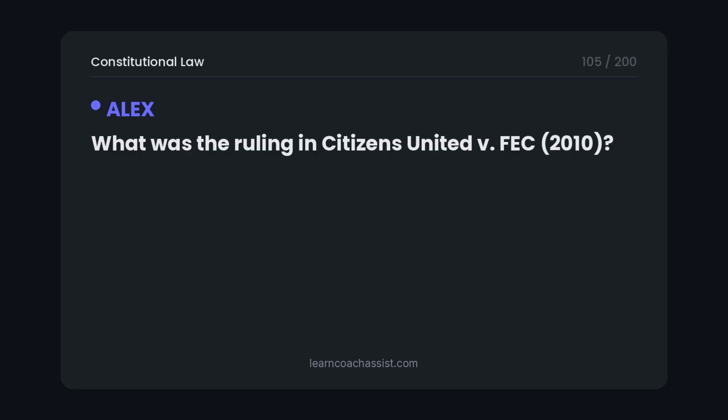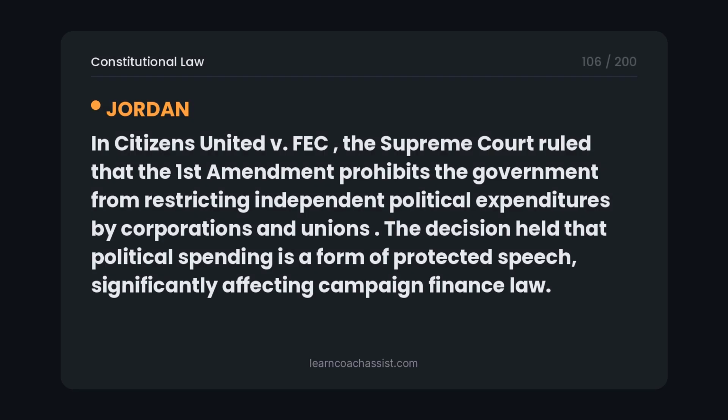What was the ruling in Citizens United v. FEC, 2010? In Citizens United v. FEC, the Supreme Court ruled that the First Amendment prohibits the government from restricting independent political expenditures by corporations and unions. The decision held that political spending is a form of protected speech, significantly affecting campaign finance law.